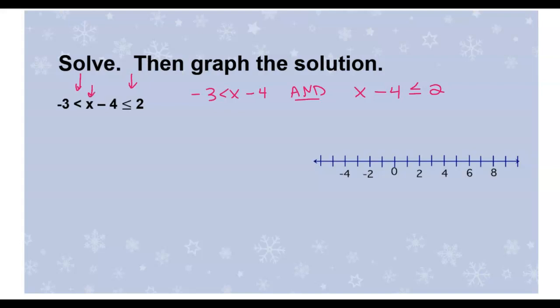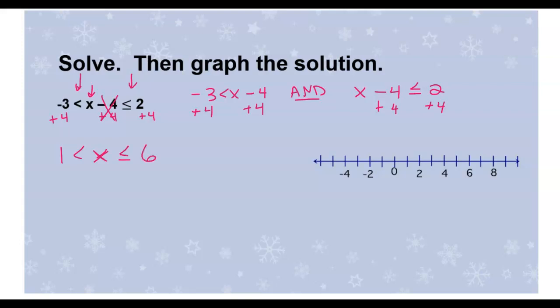Because you can isolate this x by treating it like two equal signs. So to get x by itself, we have to undo that -4. We're going to do that by adding 4. But however we do to one inequality, we have to do to the other side. Well, that is also true for the right side. So we have to add 4 not only to the -3, but also to the 2. All right, so -3 plus 4 is 1. We're left with x, so we isolated our variable, and 2 plus 4 is 6.